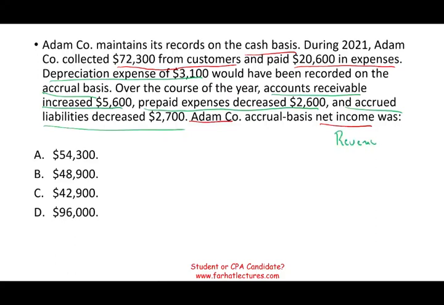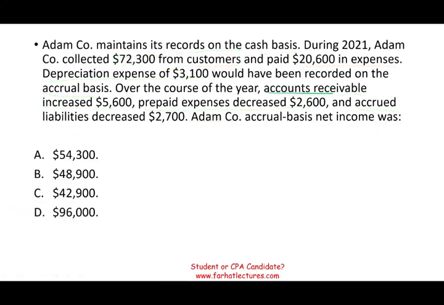Well, we know that we received from customers, as a starting point, $723,000. That's fine. Now, from an accrual perspective, notice what we are told: accounts receivable increased. Let me go back here. We are starting with $723,000, and we know accounts receivable increased by $5,600. What does it mean when your accounts receivable goes up by $5,600?